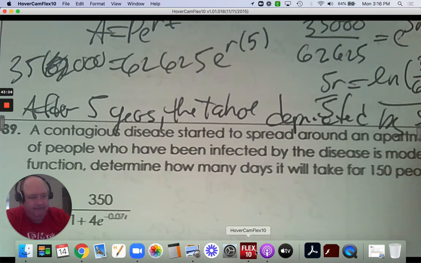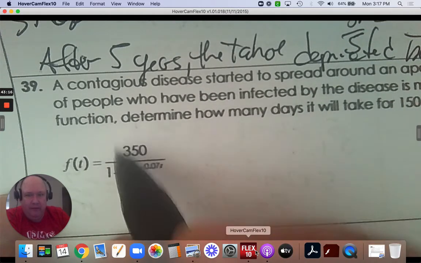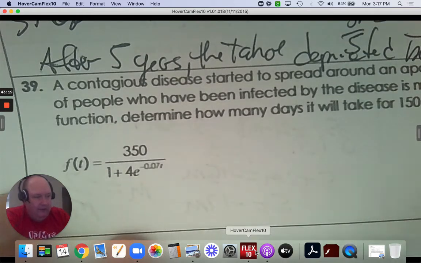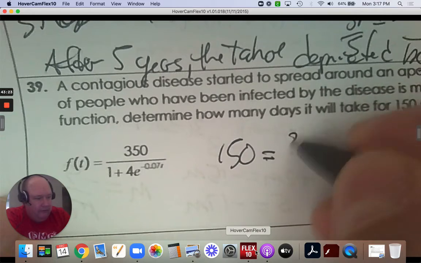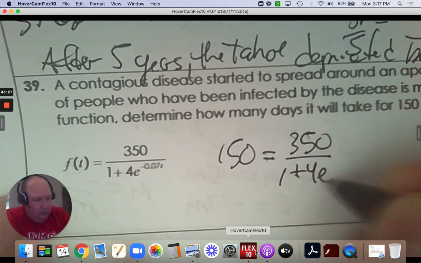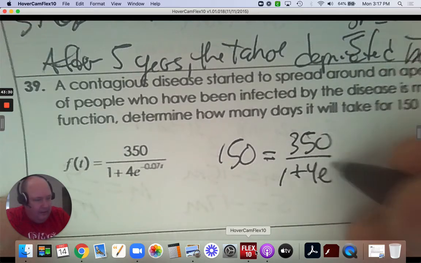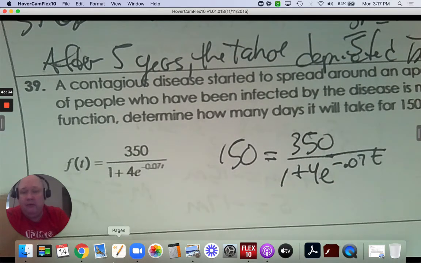39. A contagious disease started, and after t days, the number of people who have been infected by the disease is modeled by that function below. So there's 350 in the apartment complex. And it says, how long will it take 150 people to be infected? So 150 equals 350 over 1 plus 4 times e to the negative 0.07t. All right, we're going to use Desmos to solve this. I'll show you how.